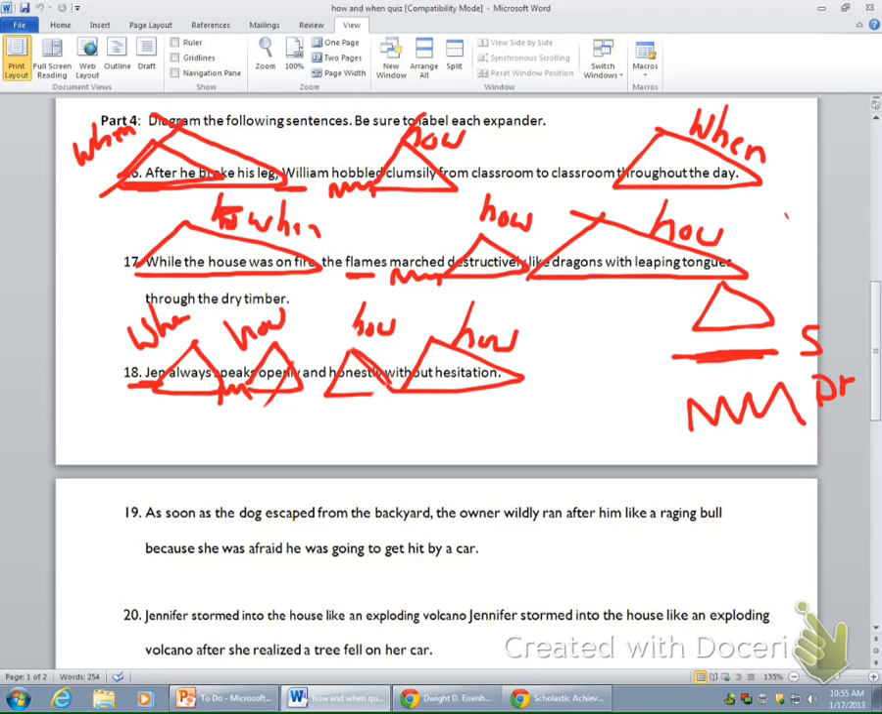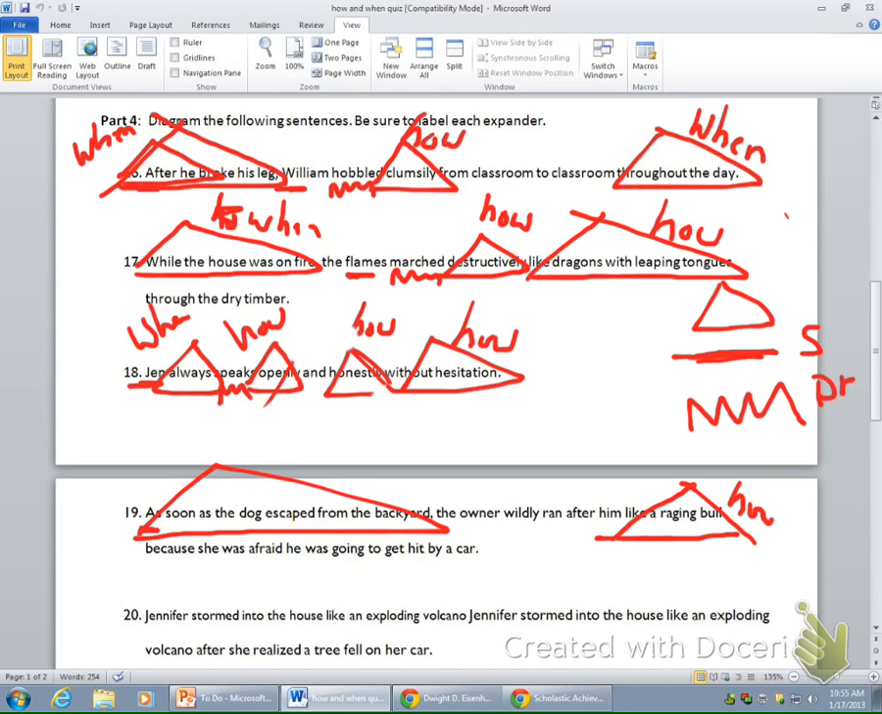As soon as the dog escaped from the backyard, the owner wildly ran after him like a raging bull because she was afraid he was going to get hit by a car. Automatically I noticed one of these phrases, like a raging bull. Right here, that's telling me how. All right, I notice as. As soon as the dog escaped from the backyard, that's a whole phrase.